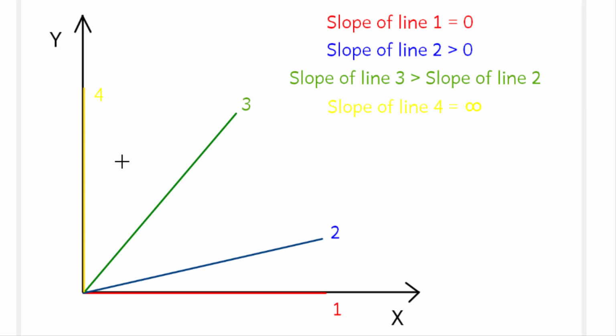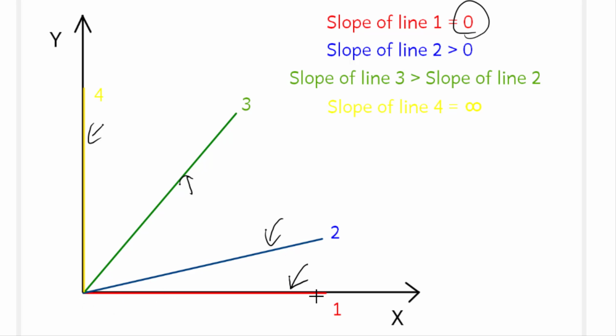Now here we can see the significance of slope. There are 4 lines: the red line, then the blue line, the green one, and the yellow. In this particular case, line number 1, which is the red one, has a slope of 0. It is not having any slope. It is just a horizontal line.